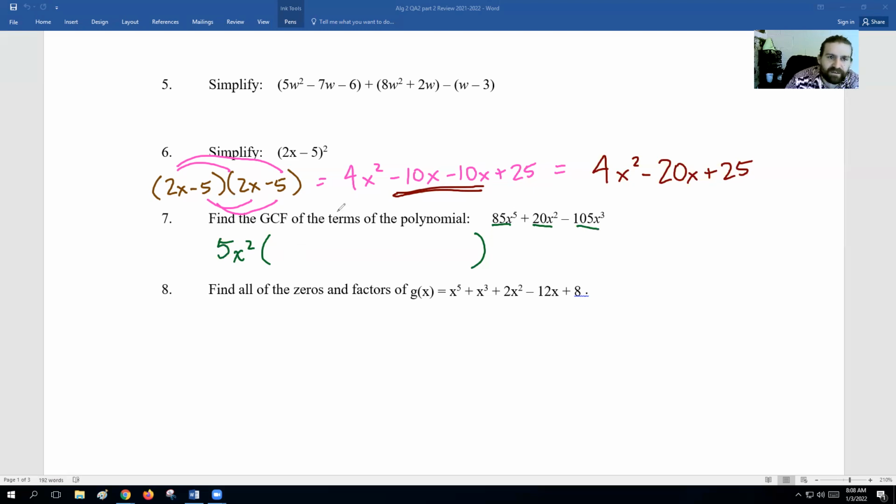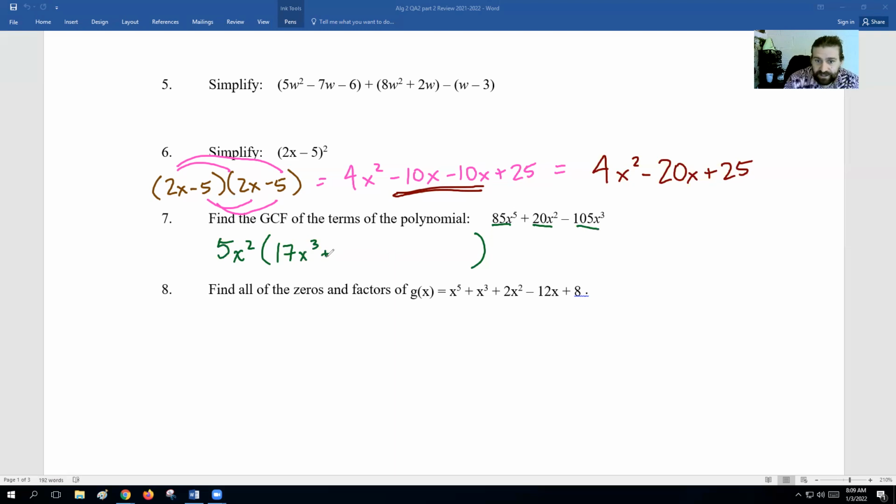I'm trying to do math in my head, but this is the first day after break. I believe that's 17. I'm going to have to use my calculator here.